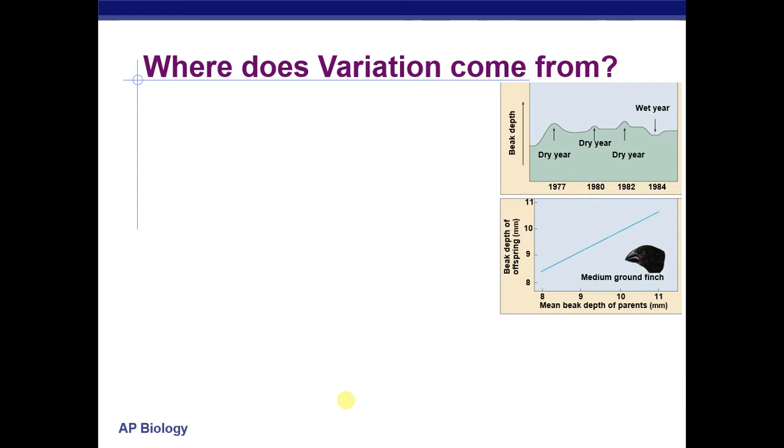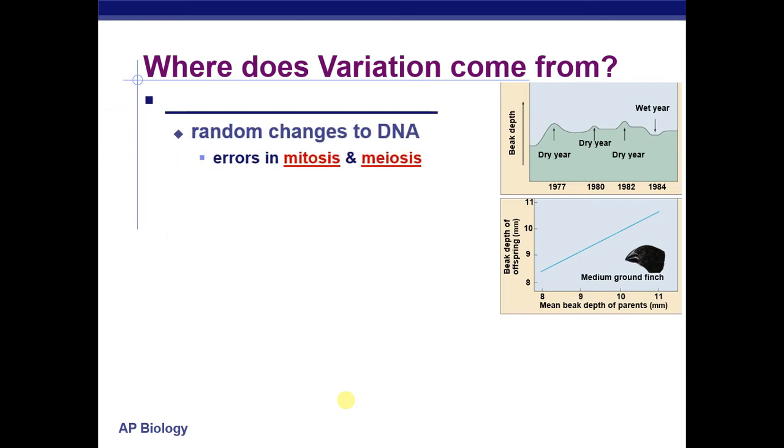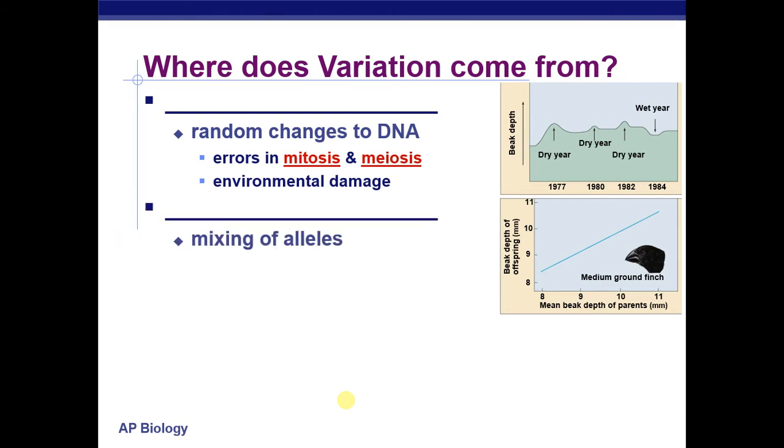So the idea is, where does this variation come from? Mutation, or random changes in DNA: errors during mitosis or meiosis, or mutagens in environmental damage. It might come from random mating, so mixing of alleles together. Random mating is a really important way that we get variation in a population.